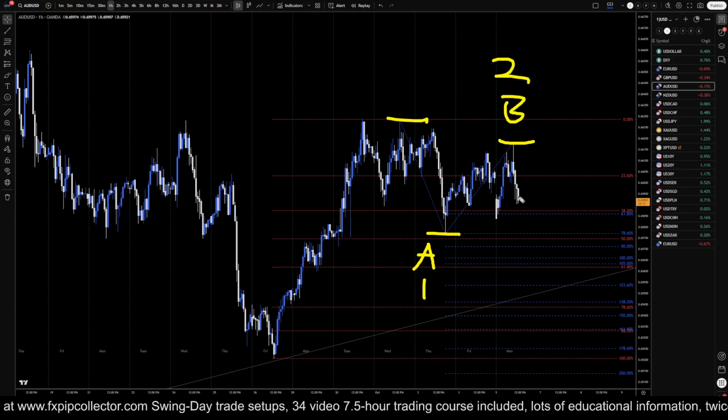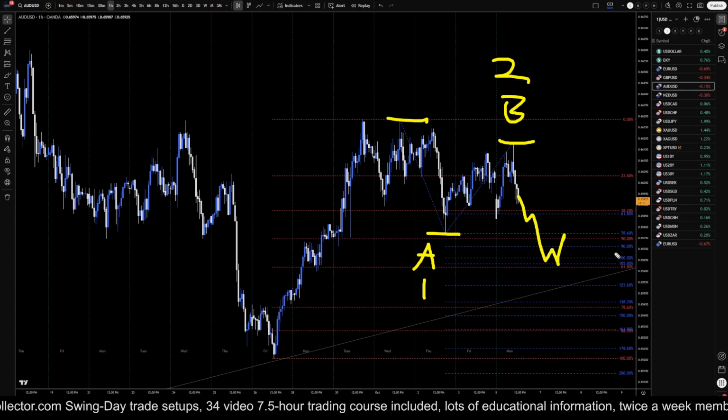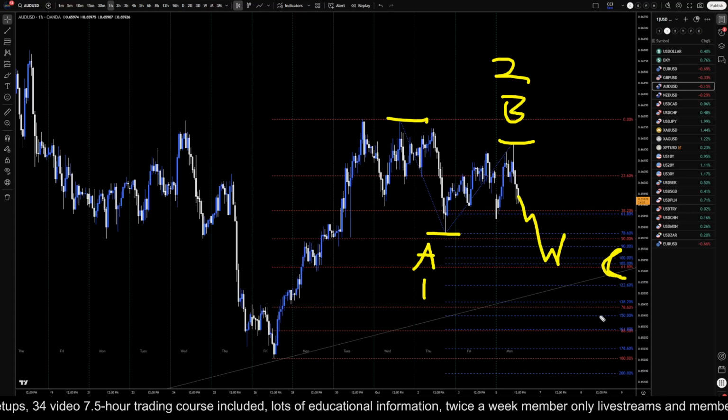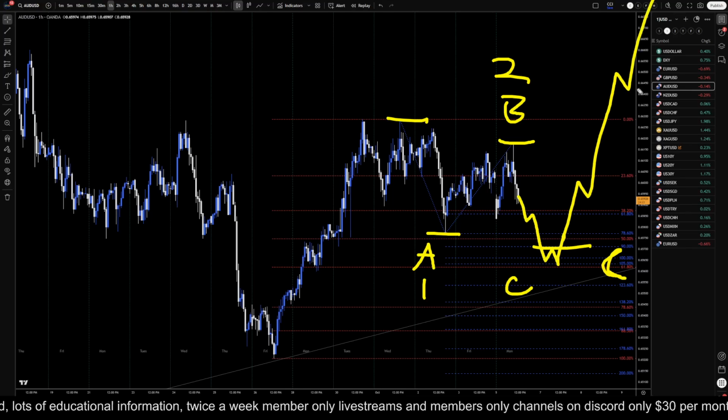Now, if this is a corrective pattern, it would probably go down to around the 100% Fibonacci extension of A or 1, and then the 61% Fibonacci retracement on the whole move up, and then you would get a break of structure to the upside, proving that it is a wave C and that it is going back up.